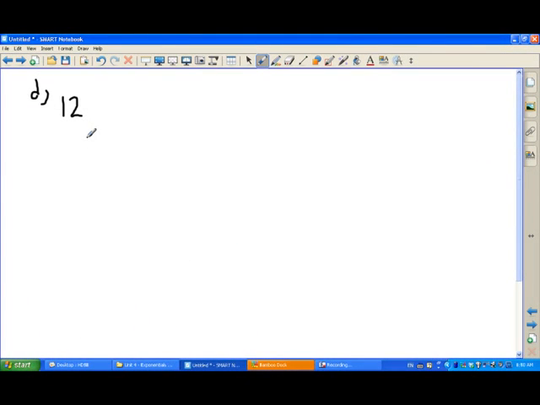Okay, final example, we want to express the number 12 as a power with a base of 2. And we actually can't do this just by inspection. 12 is not a power of 2. Okay, but we can think about it like this. Some number 2 to the power of k is equal to 12.